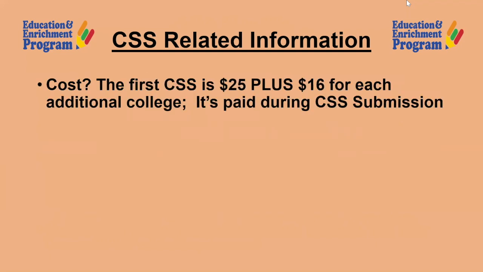Cost. The first CSS Profile, yeah, it costs money. You have to pay to submit it. It's $25 plus $16 for each additional college. I didn't write that quite right. It's $41 for one college. See, 25 plus 16. And then $16 for each additional college. It's paid during the CSS submission. If your student has a fee waiver for the College Board, they'll have a fee waiver for the CSS Profile.